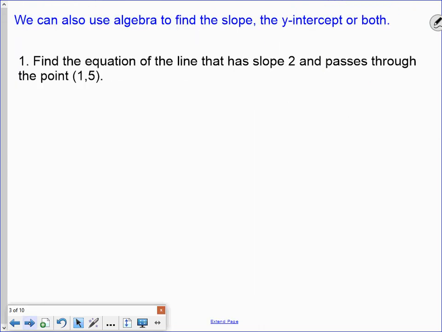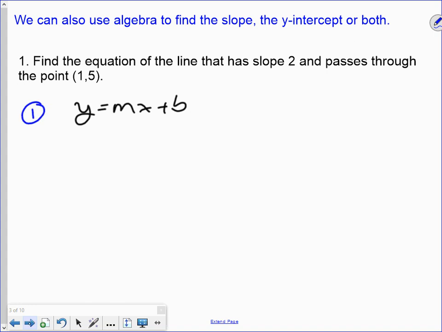All right, so as I've been emphasizing as we go along here, what we want to do in this course is we want to use algebra to do a lot of this stuff. Okay, so we can use algebra to find the slope, the y-intercept, or both of these things. So here we're asked to find the equation of a line that has slope 2 and passes through the point (1, 5). Okay, so our first step is always going to be, let's start with our general equation here. y equals mx plus b. Step 1.